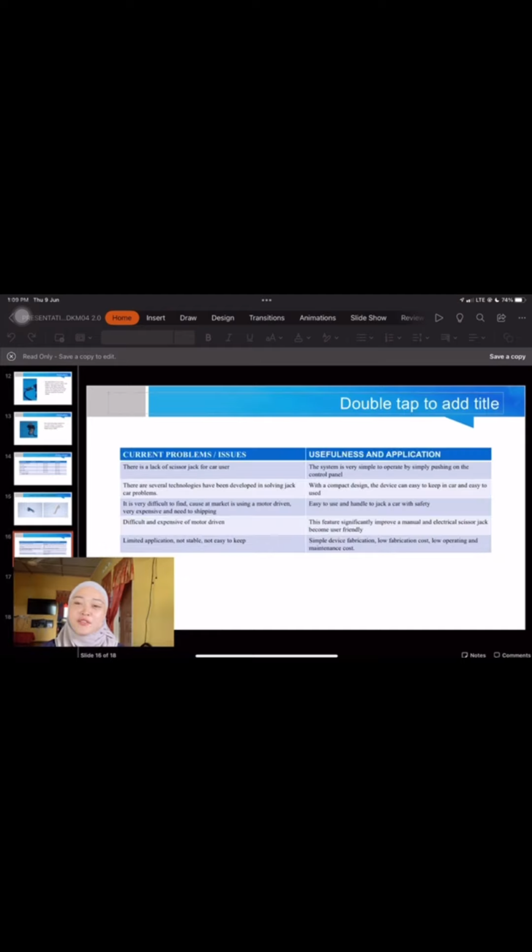As we know, every product has problems, and how to manage the problem. Okay, I will tell you what the current problem and issue is and why I made this product. Okay, the first is there is a lack of scissor jack for car users.